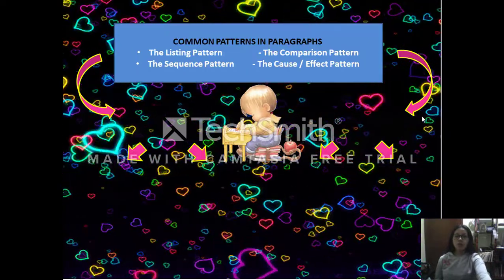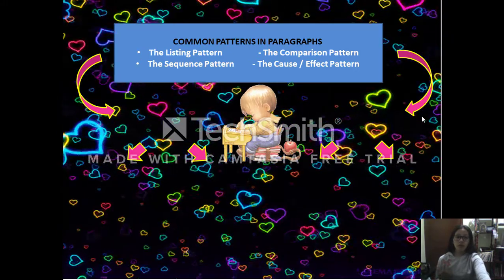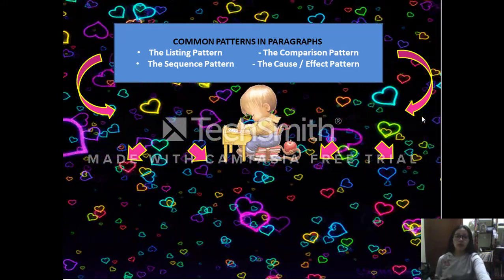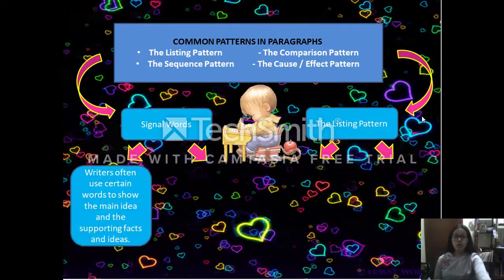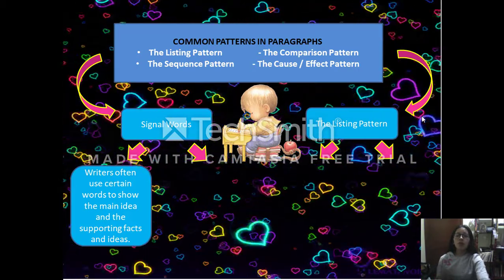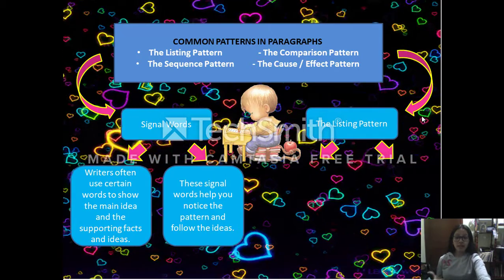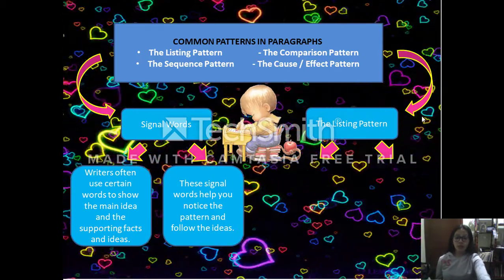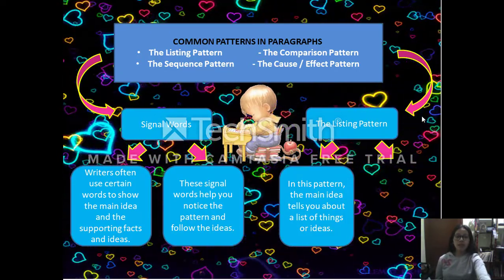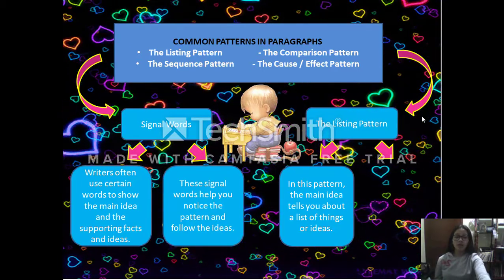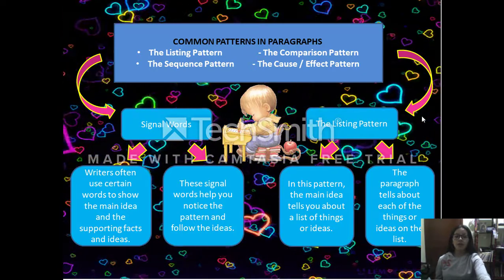Common patterns in paragraphs: the listing pattern, the sequence pattern, the comparison pattern, and the cause-effect pattern. Signal words: writers often use certain words to show the main idea and the supporting facts and ideas. These signal words help you notice the pattern and follow the ideas. In the listing pattern, the main idea tells you about a list of things or ideas, and the paragraph tells about each of the things or ideas on the list.